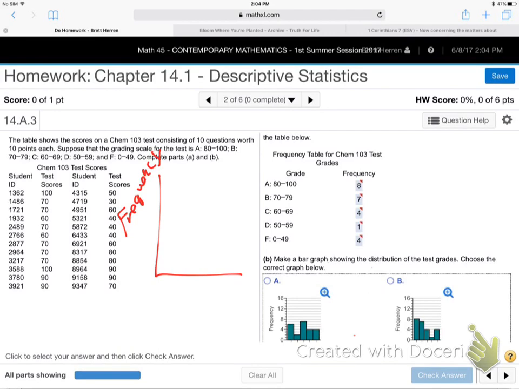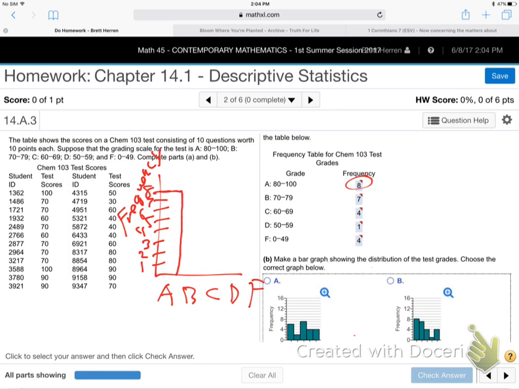Let me help. Okay. So what they want me to do is make a frequency chart, and they want me to put the A's, the B's, the C's, the D's, and the F's as bars, right? You just make the bars come up. So A is going to come up to 8. Just 1, 2, 3, 4, 5, 6, 7, 8. So A comes up to 8.